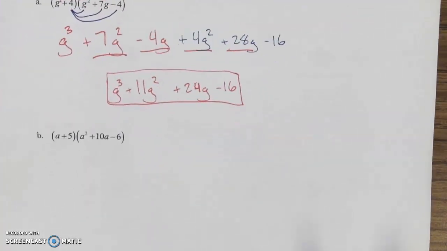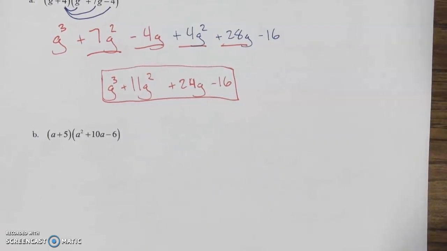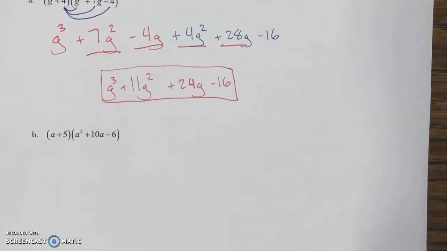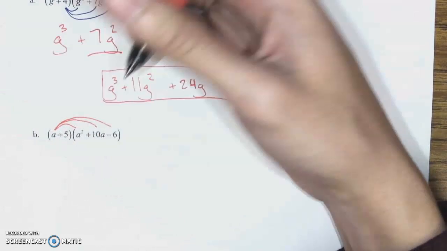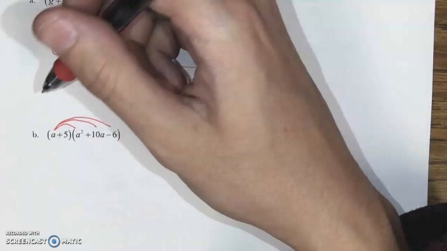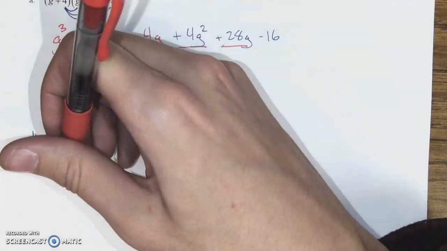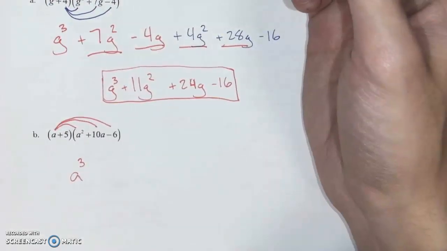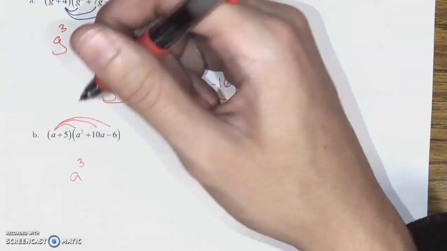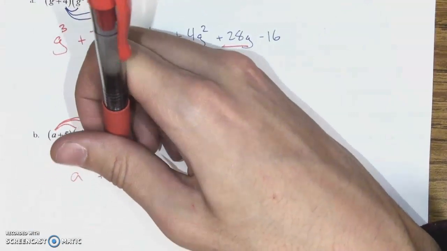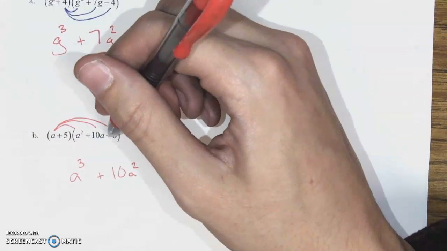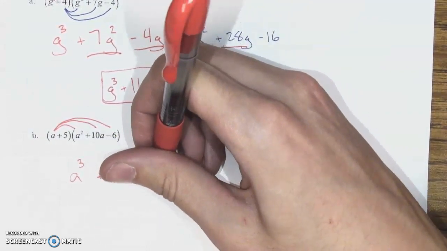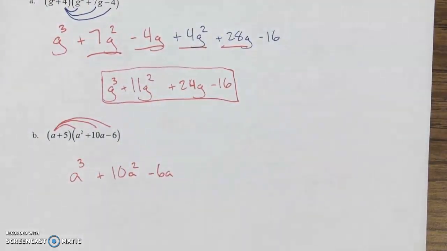Let's try another. So again, we multiply each term in the first polynomial with each term in the second polynomial. So we're going to multiply this a times each term in the second polynomial. So a times a squared is a cubed. A times 10a is 10a squared. A times negative 6 is negative 6a.